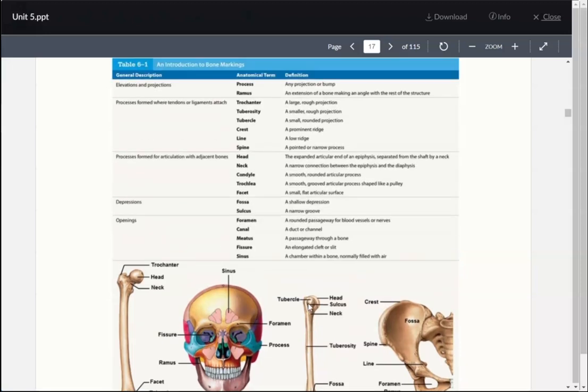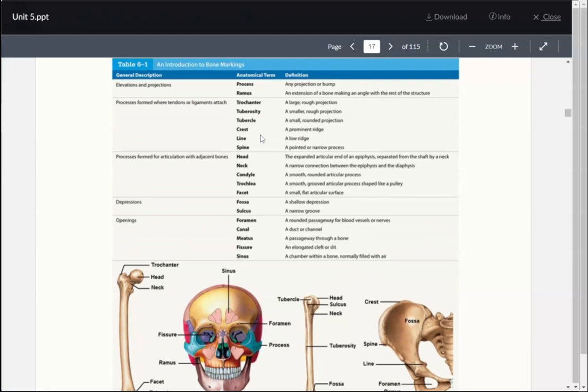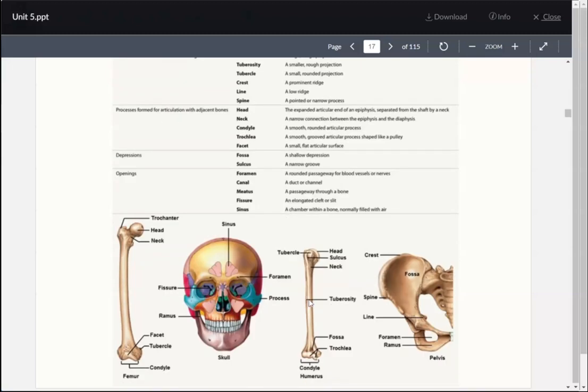And then we are also going to have things like condyles. Condyles are smooth, rounded, articular processes. So down here, they're going to be found at joint spaces. We're also going to have things like crests, and those are prominent ridges. I mentioned the iliac crest, which is right here. We're going to have lines. These are low ridges. Lines can appear pretty much anywhere, but we also see them on long bones a lot as well. Spines, a pointed or narrow process. Here's one right here coming off at the end of the iliac crest.